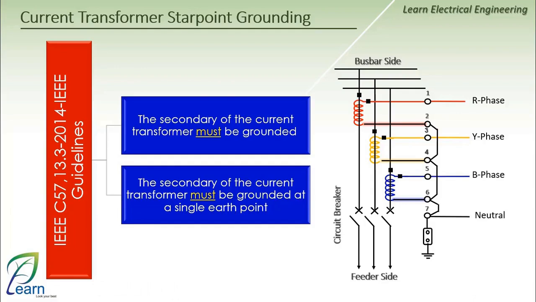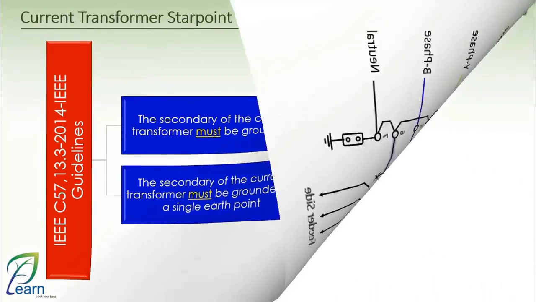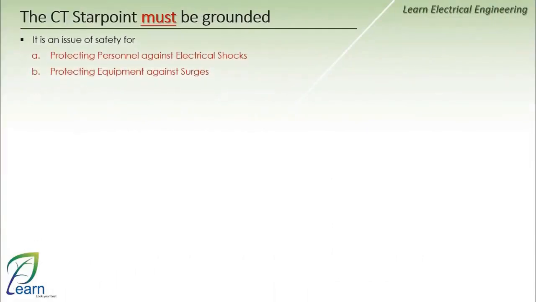First, from a safety point of view, it is considered to protect the people who deal with the CT circuits and to protect the equipment connected to the secondary circuits of the CT, whether they are protection devices or metering devices.